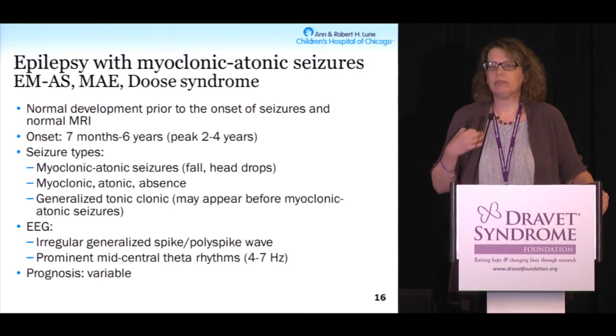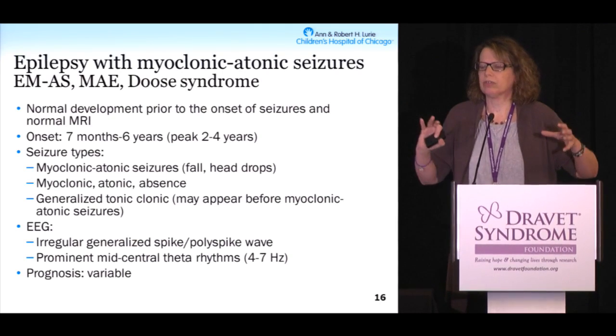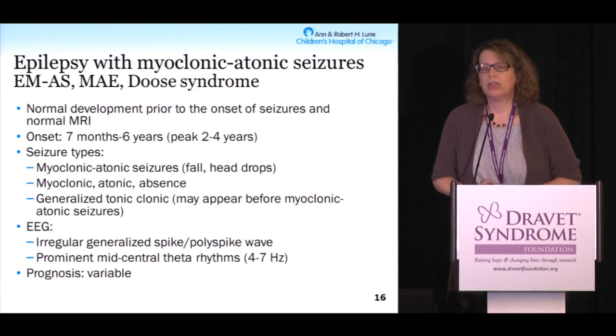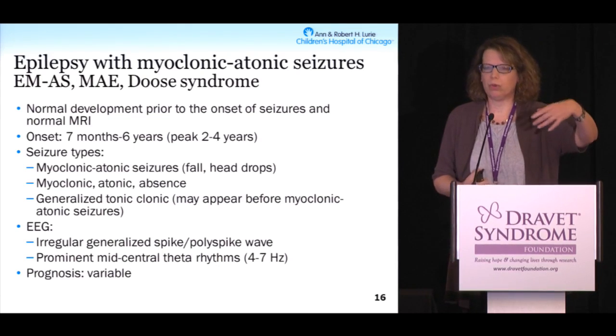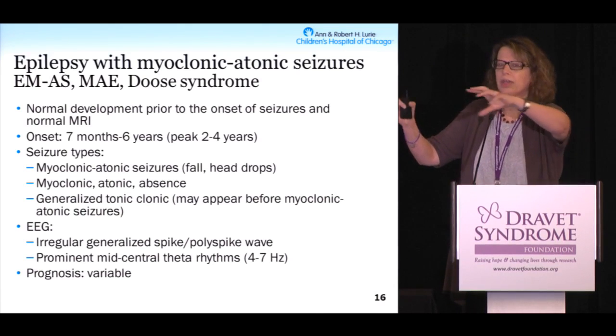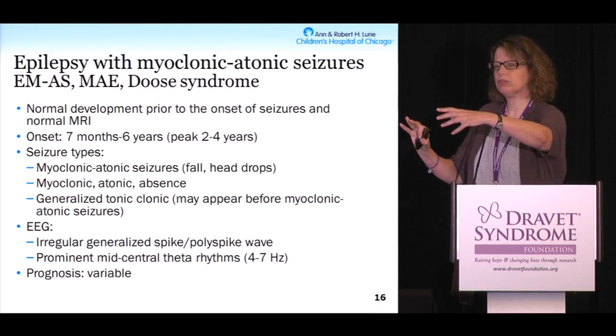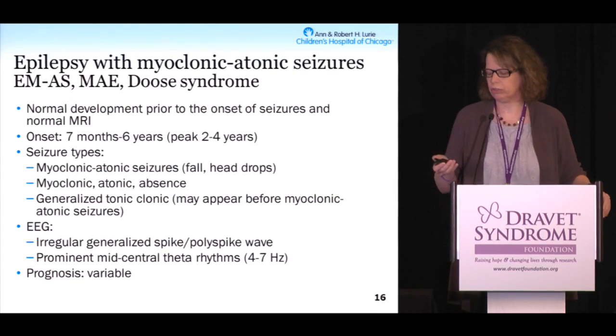Their EEGs have an irregular generalized polyspike wave. That doesn't sound very specific, but it actually has a specific look to it. And the prognosis is variable. Some kids, you put on one medicine, seizures go away, they do fine, and development and cognition are fine. And you have a second group of kids who are much more difficult to treat, and for them, some developmental issues can arise.